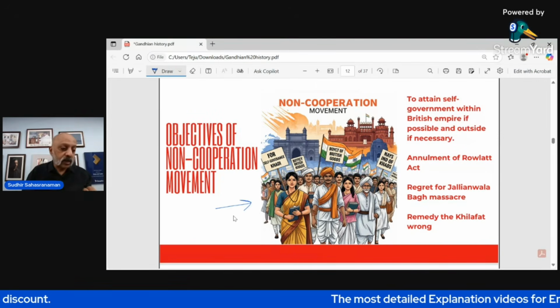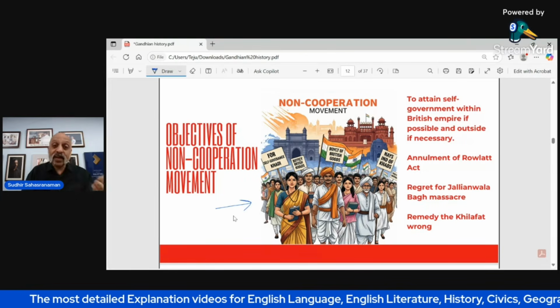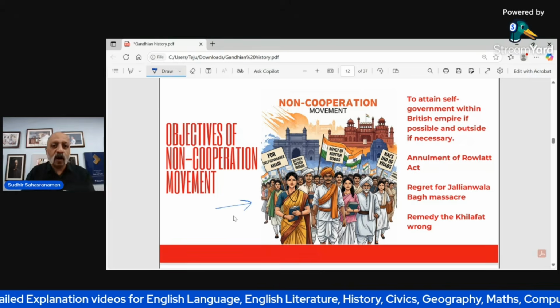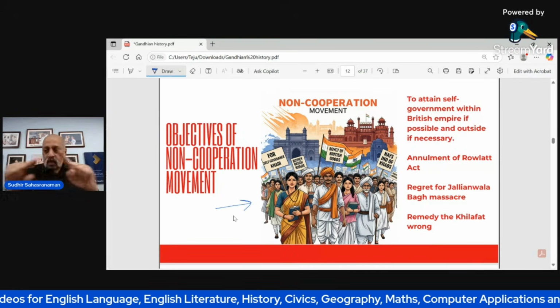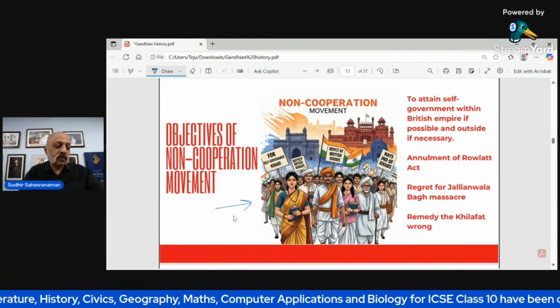Hand spinning was promoted, they wanted to remove untouchability, and they wanted panchayats to indulge in arbitration. If there is a dispute between A and B, the local panchayat will sit and arbitrate and settle the dispute. What were the activities?